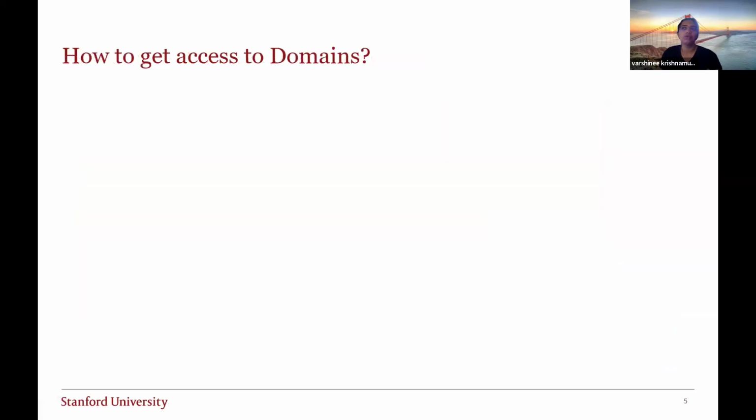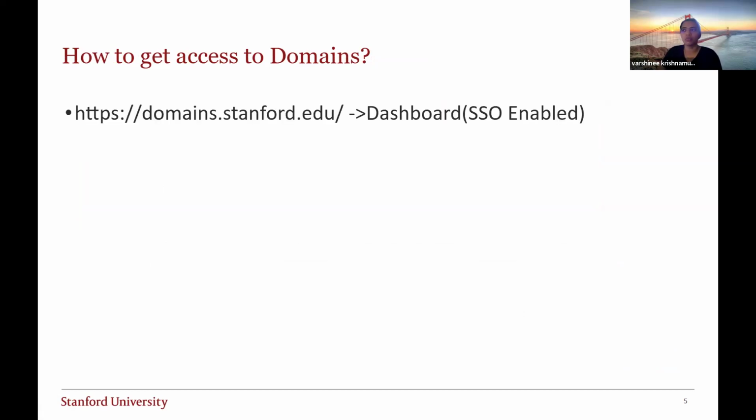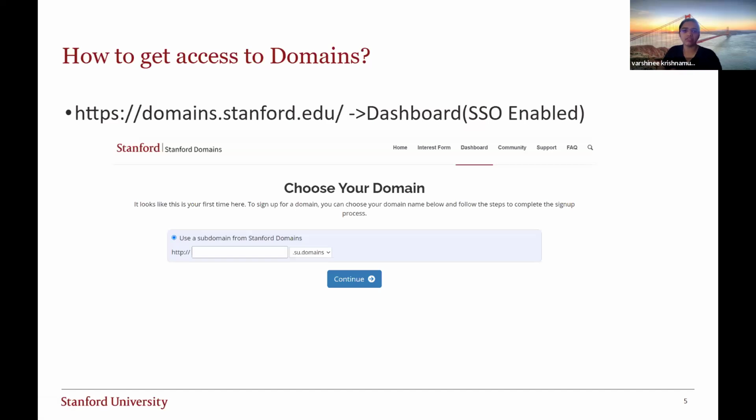And how do you get access to Stanford Domains? Basically, any user with an active SUNet ID can request a cPanel. To get access to domains, you can log on to domains.stanford.edu and either use the dashboard link on the top right that I just showed you, or you could just go to domains.stanford.edu/dashboard. If you are an existing user, it's going to take you to your cPanel directly, or if you are a new user, it's going to show you a page like this where you could request a cPanel.